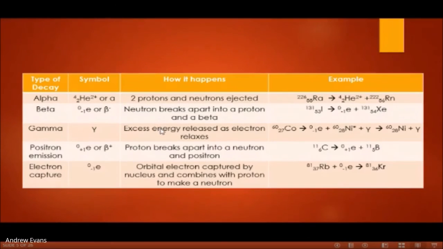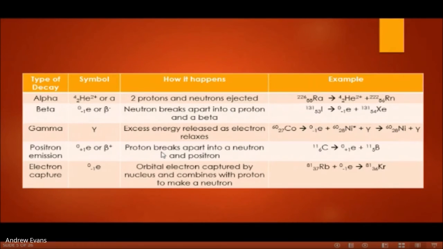Gamma decay: excess energy is released as the nucleus relaxes. So cobalt 60, 27 undergoes beta decay to nickel, which is then highly energized, releasing some gamma. And then the nickel, which is highly energized, also undergoes more gamma to relax. So the nickel in here stays the same. It's just high-energy nickel to lower-energy nickel.